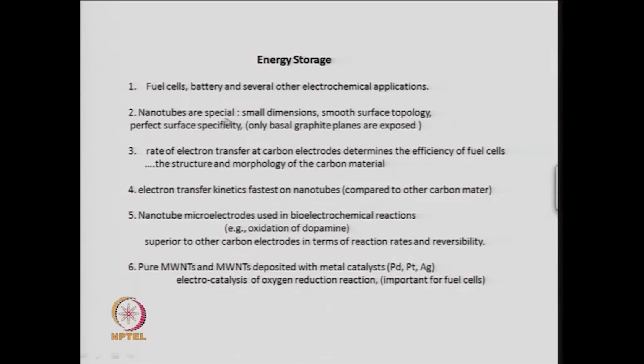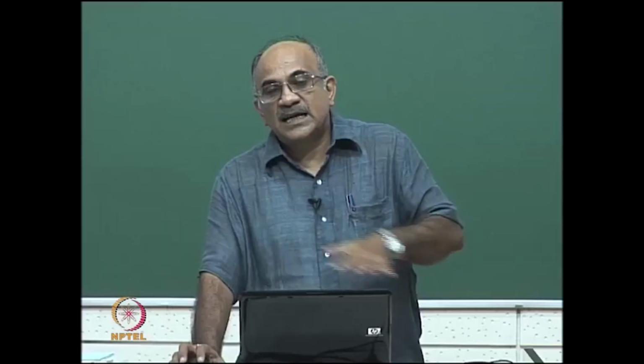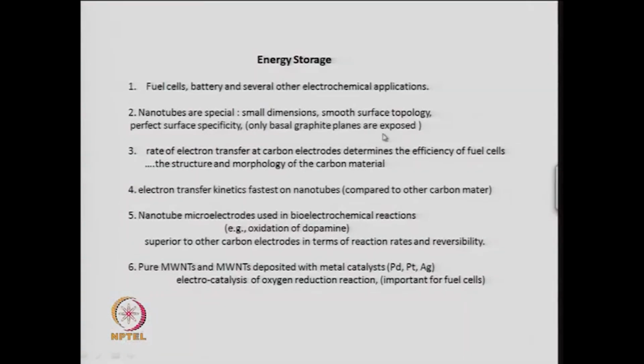These nanotubes, why are they so special? Because in energy storage, why are they so important? Because they have small dimensions, they have a smooth surface topology, and they have very good surface specificity. That means, the surface has only one particular plane. So, if you know the graphite planes, that is the basal graphite planes, which are like the hexagonal rings, they are only exposed, and hence they have a very perfect surface specificity, which is important for many applications.